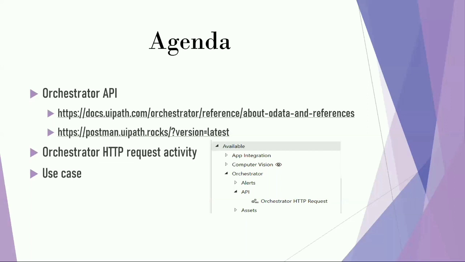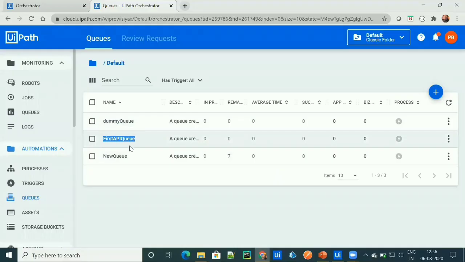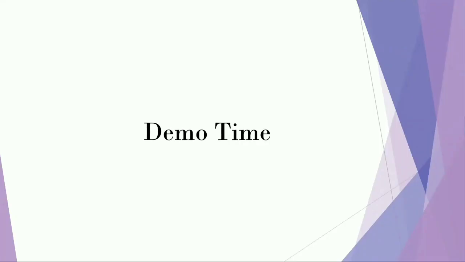Here, we are not using any other activity such as Add Queue Item to add an item to the queue. So this could be another way to add an item to a queue. And with the help of a UiPath form, we can make it dynamic also. So this is my queue, and I want to add employee data in my first API queue. So it's demo time. Let's go ahead and run the process to see how it works.